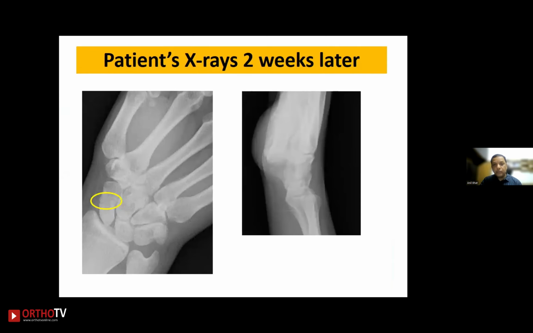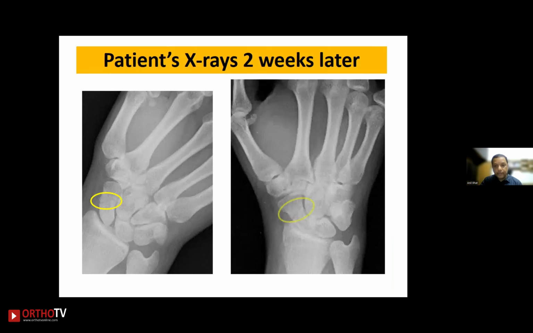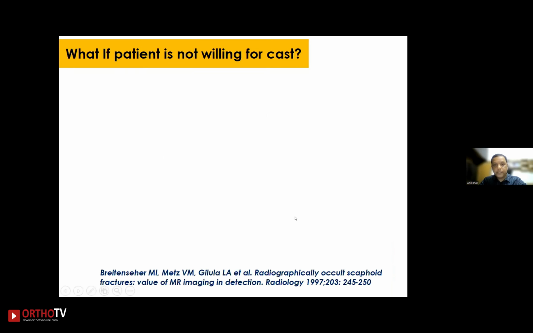Same patient, 2 weeks later, you can start seeing the fracture line there. And this is because of the osteonecrosis which happens. This is a physiological phenomenon. The osteonecrosis which happens at the fracture area gives that clear fracture line at that point there.